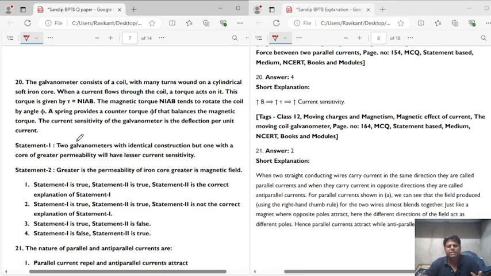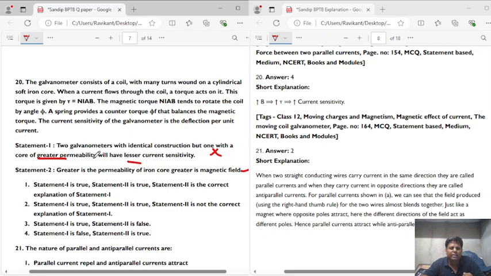So statement one says that two galvanometers with identical constructions but one with a core of greater permeability will have a lesser current sensitivity. Statement 2 says greater is the permeability of iron core, greater is the magnetic field. So statement 2 is correct, but what I find is statement 1 is wrong. Why? Because it says two galvanometers with the identical construction but one with a core of greater permeability. If the permeability is greater, then the sensitivity will be more.